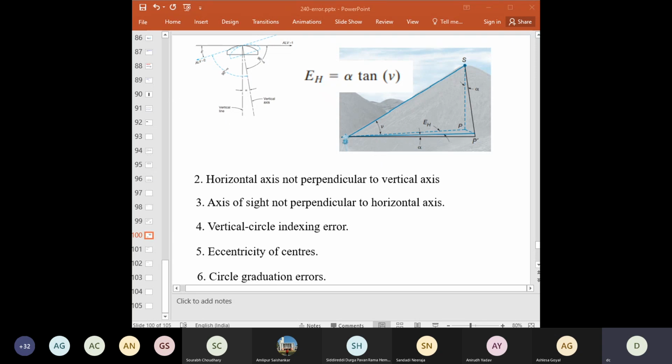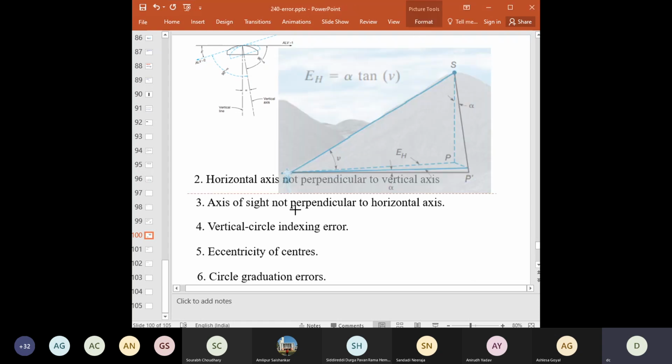Okay, so let me check if there is any chat message. Did not understand this diagram. Sort of. Okay, so only one query, so I can explain this once again.